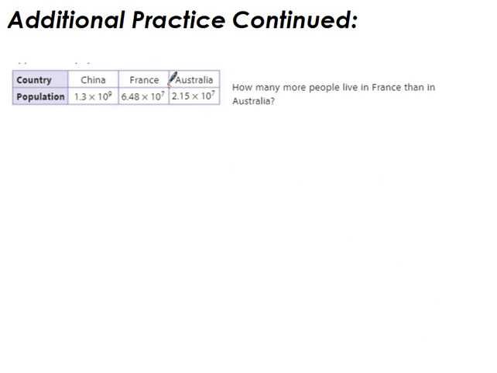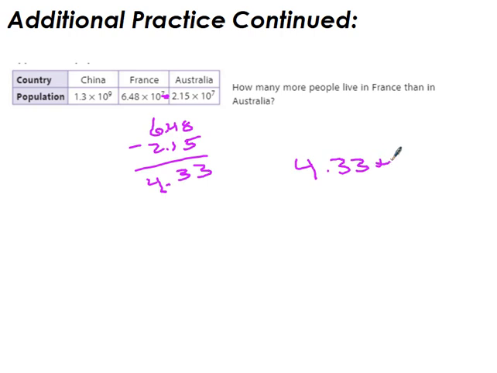The last problem is how many more people live in France than in Australia? So that just means that we have to do a subtraction problem to figure out the difference. Luckily, they're both to the 7th power already. So that means I'm just doing 6.48 minus 2.15. I got 4.33. And I'm done.